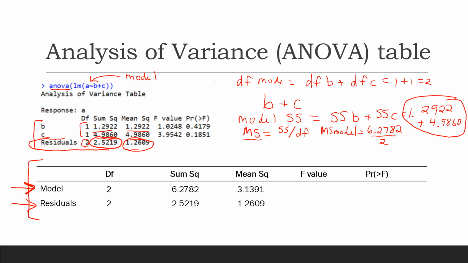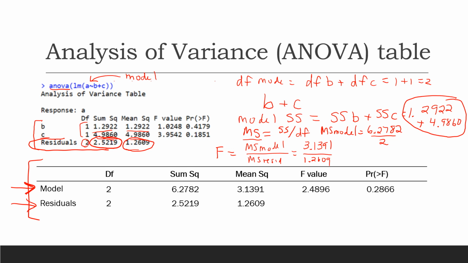Now the F value, when I'm looking just with the model, what I do to take the F value is I take the mean square for the model and divide it by the mean square for the residuals. So I have 3.1391 divided by 1.2609, and that gives me my 2.4896. And then we saw just a minute ago how I could use R to find the area beyond that in my distribution.